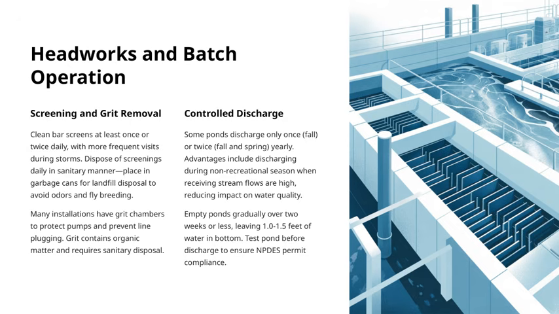Moving on to controlled discharge, some ponds are designed to discharge only once in the fall or twice a year, in the fall and spring. The benefit here is that discharging during these times coincides with non-recreational seasons and when stream flows are higher, which helps minimize water quality impacts.